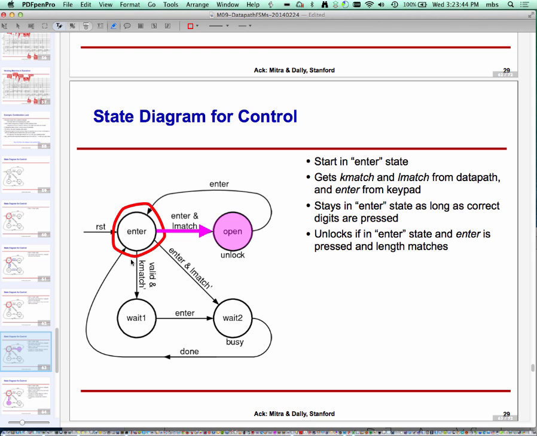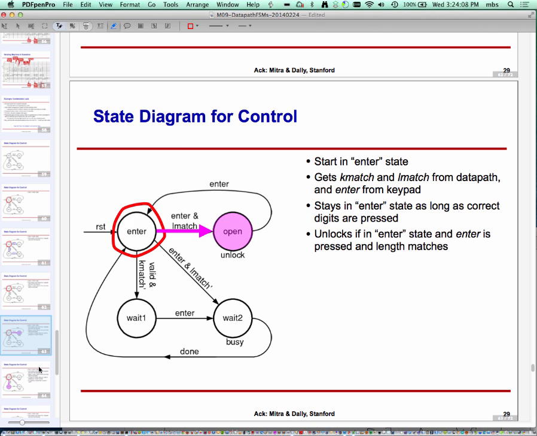If on the other hand the length match does not happen, so the user pressed the enter button, and there is no length match, then I'm going to go into the busy mode. So it unlocks if I'm in the enter state and enter is pressed and the length matches, and the length is coming from the data path. So L match and K match are coming from the data path. If an invalid key is pressed, then we move to wait 1.